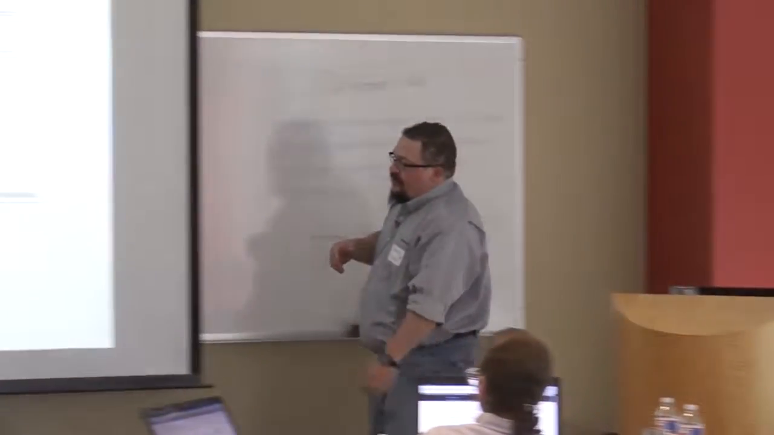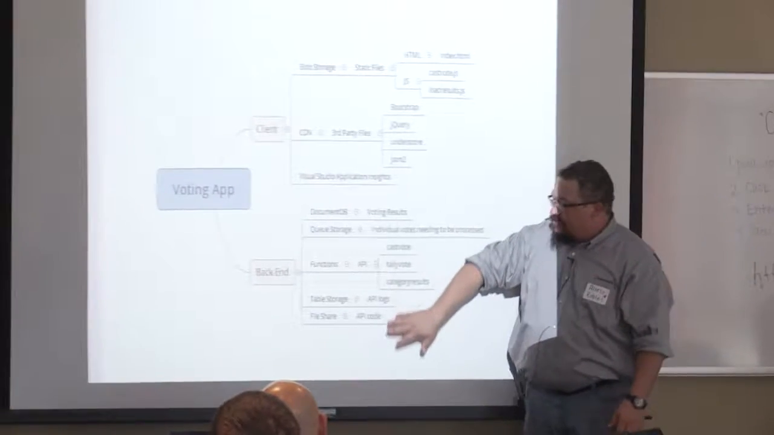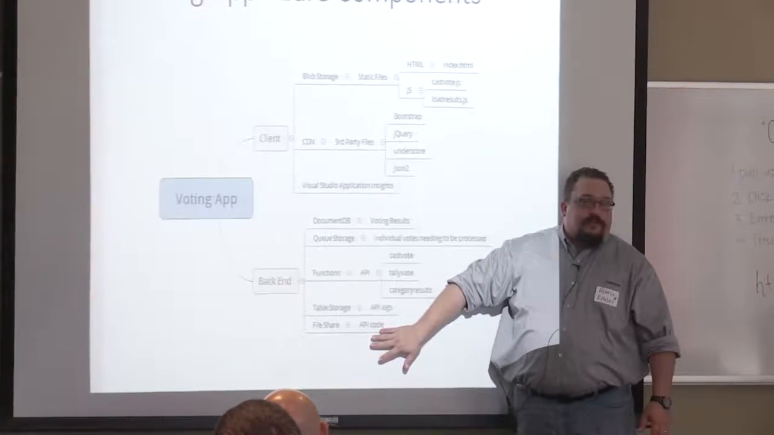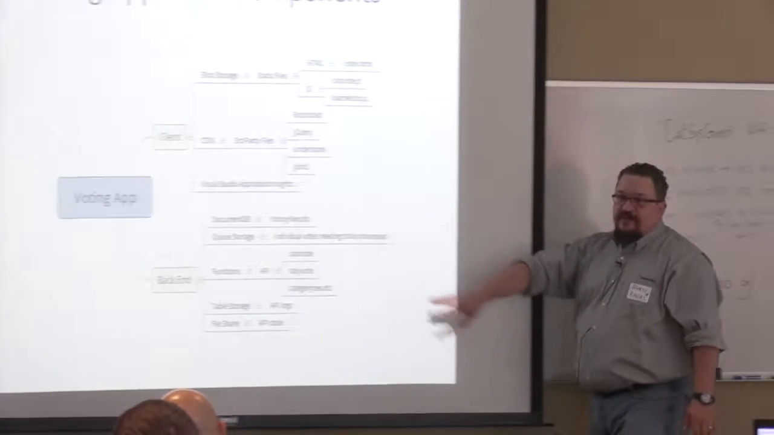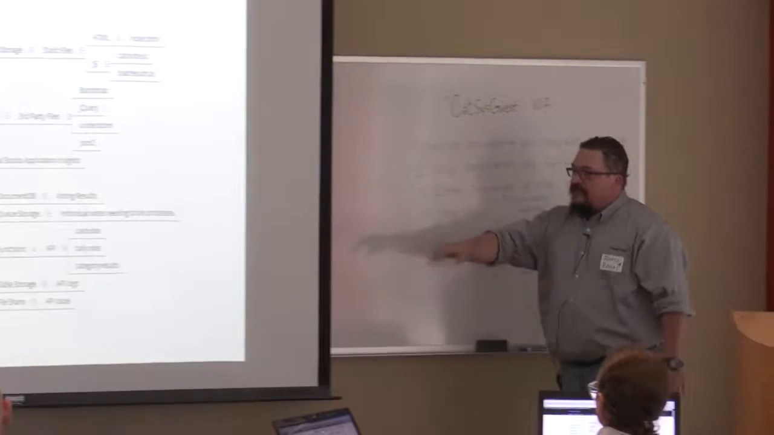File share is actually where the code for the functions is stored. So the function.json files, the package.json files, and the index.js files for each of those are where the functions are actually stored on the server.